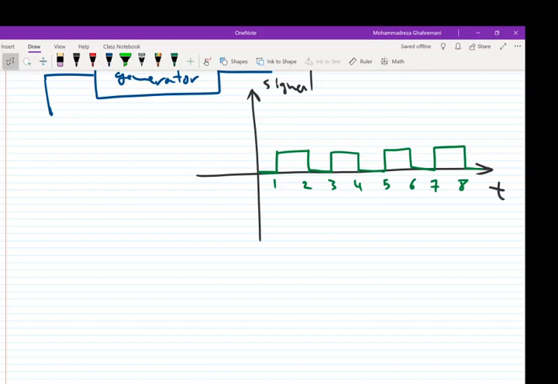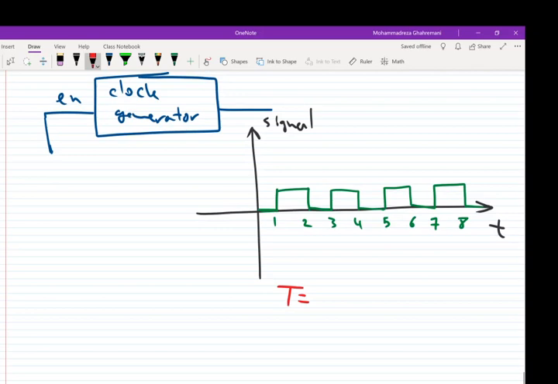So what is the period of the clock? The period of the clock, which we show with T, of course, is the time which it takes for one period of the signal. So how long does it take for the clock to repeat itself? It's called period, and the unit is second.